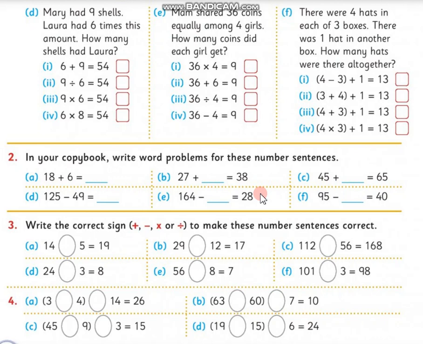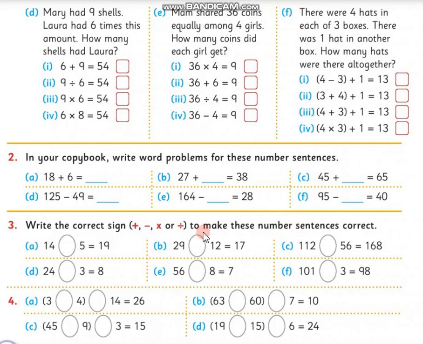Okay, so they're just 3 examples. Wouldn't recommend you to do them. Make up your own ones and write them down. Okay. Now, number 3 here, we should write the correct symbol. Okay, the correct operation: plus, minus, multiply, or divide, to make these number sentences correct.